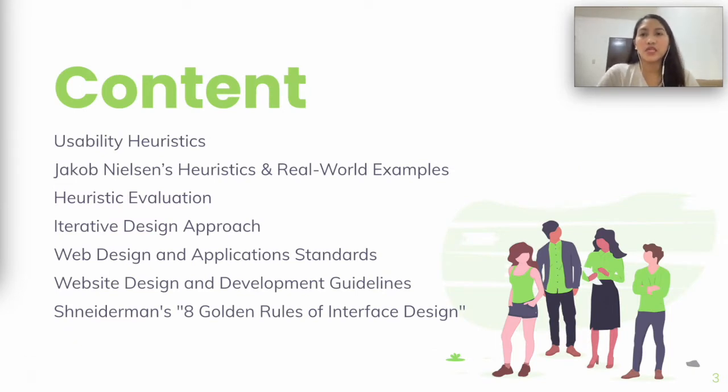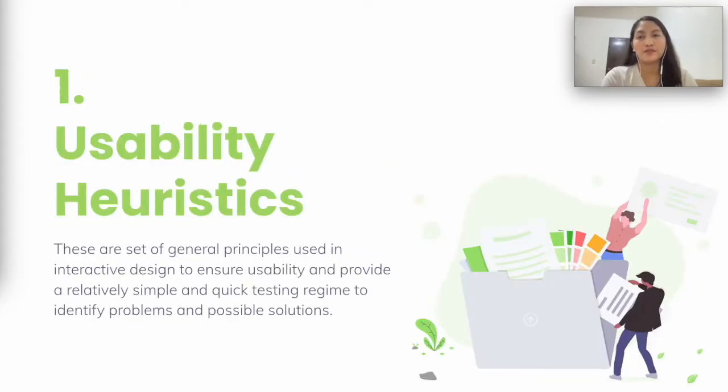The topics here include Usability Heuristics, Jakob Nielsen's Heuristics and Real-World Examples, Heuristic Evaluation, Iterative Design Approach, Web Design and Application Standards, Website Design and Development Guidelines, and Shneiderman's 8 Golden Rules of Interface Design. Now let's proceed to the first topic, the Usability Heuristics.